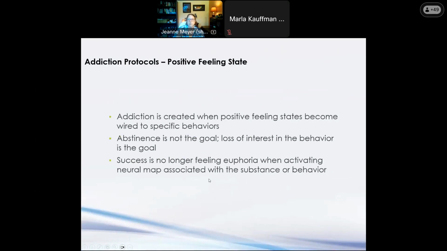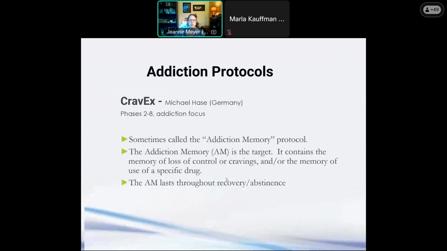So the positive feeling state, the assumption is that feeling good is wired to the addictive behavior. So again, abstinence is not the goal. Loss of interest in the behavior is the goal. So the success is no longer feeling euphoria when triggered. So you don't get that euphoric recall, basically.